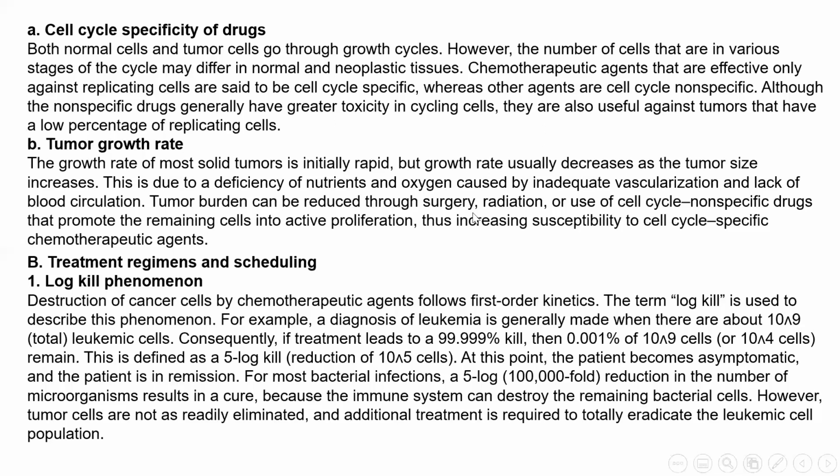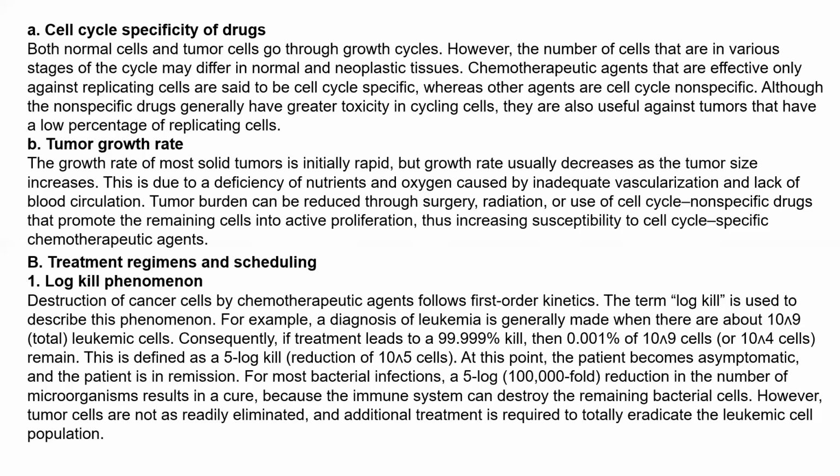So a tumor burden can be reduced in different ways, as we said, either by using surgery or radiation, or by using cell cycle non-specific agents, because here we have broader chemotherapeutic agents. After decreasing the tumor burden, or the size of the tumor, we can convert the treatment to cell cycle specific. Here we have a second activating phase in which the size of the tumor increases again.